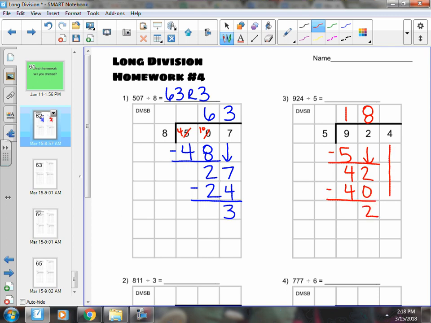Subtract. Bring down. And 4 groups of 5. 4 times 5 is 20. Subtract. There's nothing to bring down. That's when you know you're done. 100. Remainder 4.